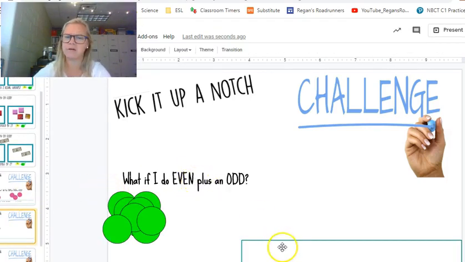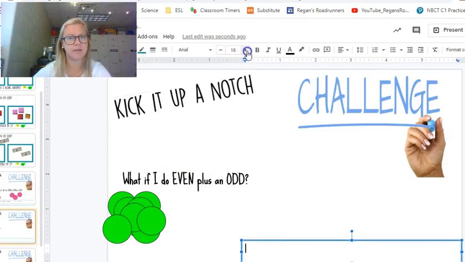What if I do an even plus an odd? So same thing. Think of an example of an even number. Let's stick with 2. It's nice and easy. Always, always, always pick a number less than 10. It's always easier that way. Plus an odd number. So what's a really easy odd number? 3. We know that we can't split 3 into 2 equal groups because there'll be someone left over.